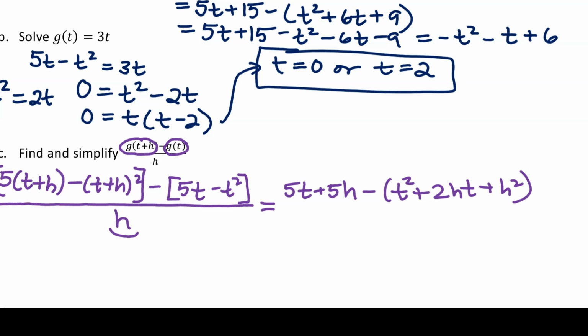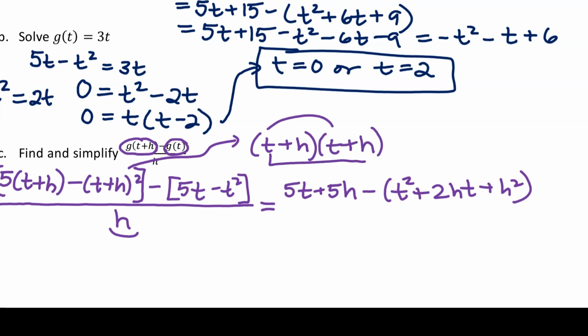Again, just remember you can do that as side work if needed. We're doing t plus h times t plus h. So we're going to have our first t squared. Our outside and our inside are both t times h. That's where the 2ht comes from. And then our last is h squared. And then we are subtracting 5t, but we end up adding t squared. And then we'll have to divide all that by h. And our goal is that that h is going to go away by the time we're done.